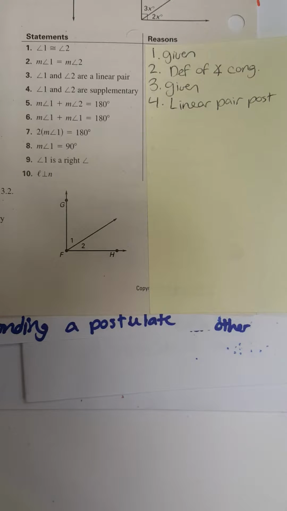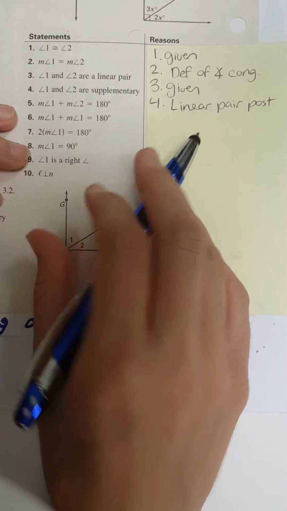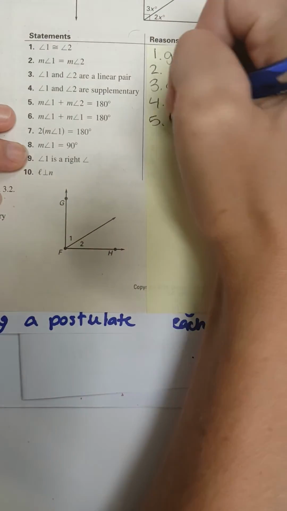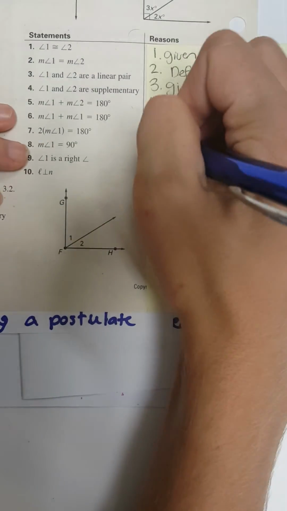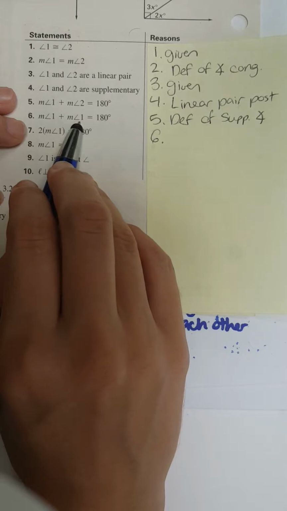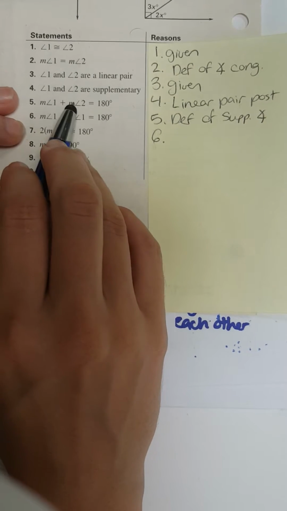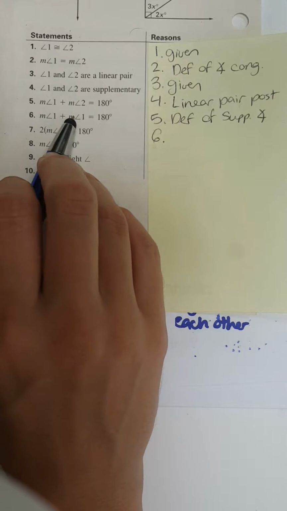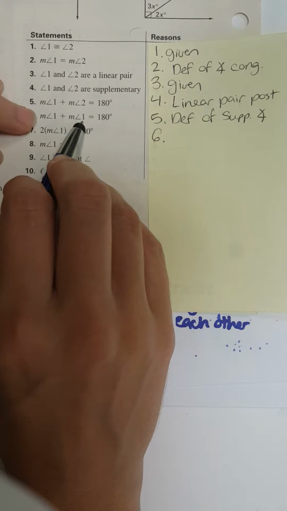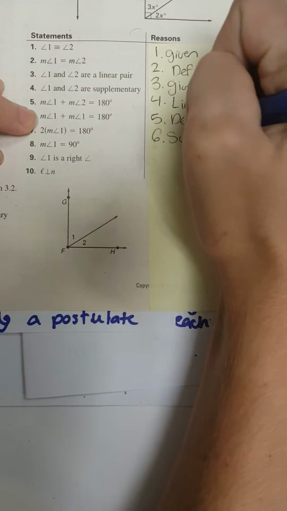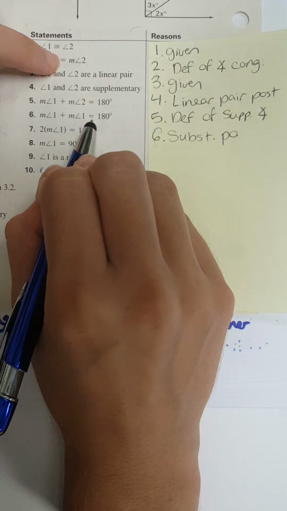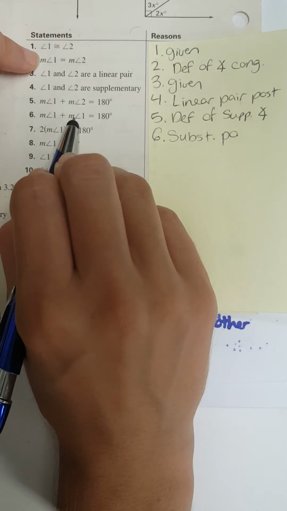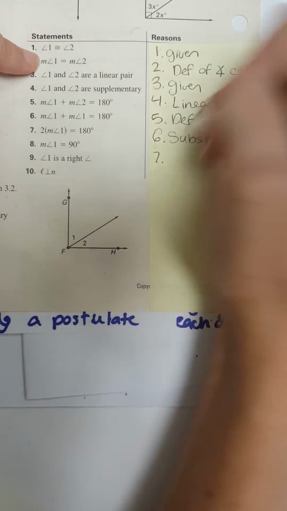Okay, why am I allowed to say that the measure of angle 1 plus the measure of angle 2 equals 180? Well, that's just our definition of supplementary angles, right? So, definition of supplementary angles. Okay, why am I allowed to say that the measure of angle 1 plus the measure of angle 1 equals 180? Well, what changed? The 2 became a 1. So it's going to be substitution, right? Substitution, property of what? Well, we're dealing with equality, so we've taken it from up here, measure of angle 1 equals measure of angle 2. We replaced it, so of equality.